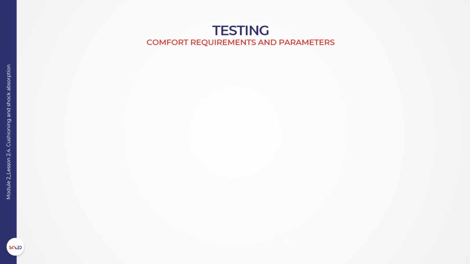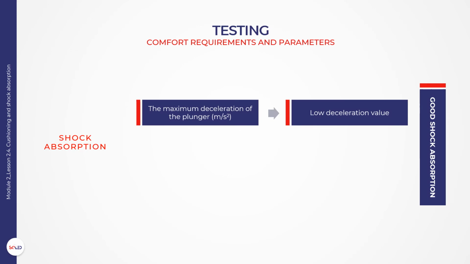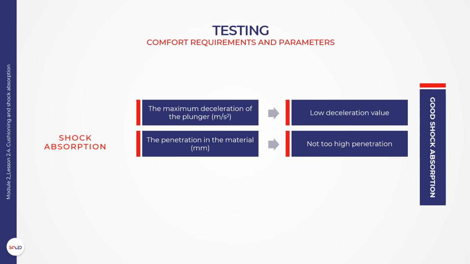During the impact, the following parameters are determined. The maximum deceleration is one of the key parameters related to the damping capacity of a material. Good shock absorption implies a low deceleration value. For example, sports shoes for jumping or running require a lower maximum deceleration than in the case of casual footwear. The penetration is the maximum compression of the sample under impact. The value of this parameter should not be too high, to avoid feeling a lack of stability in the tread.